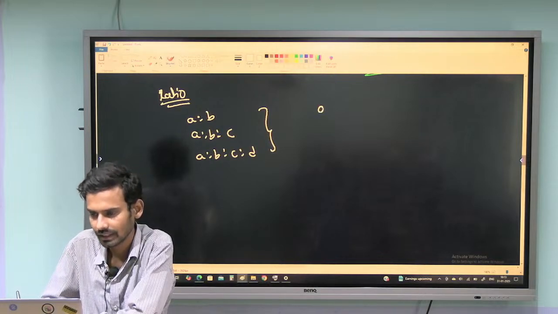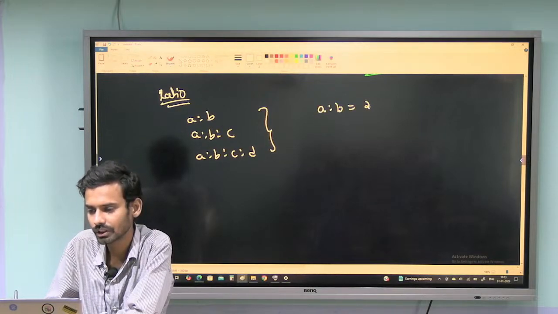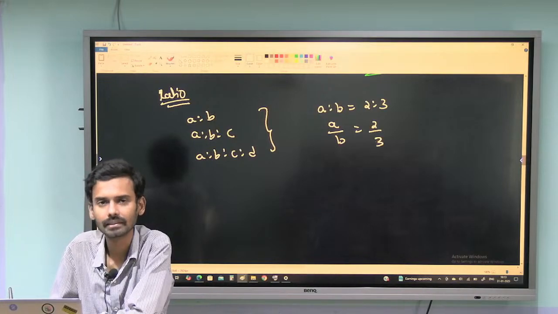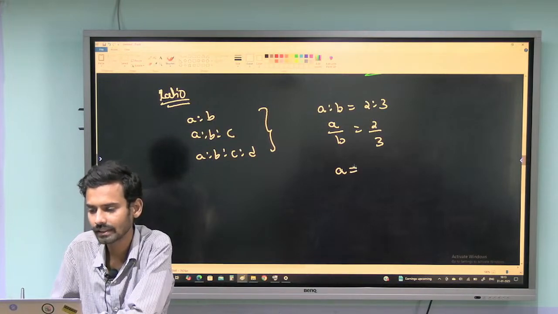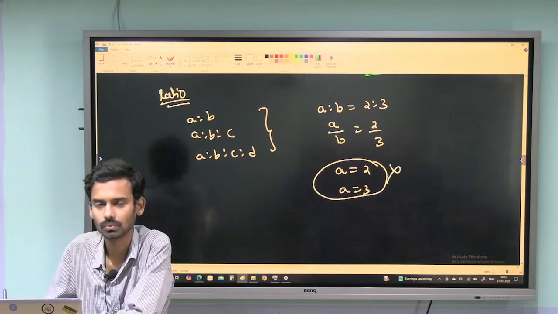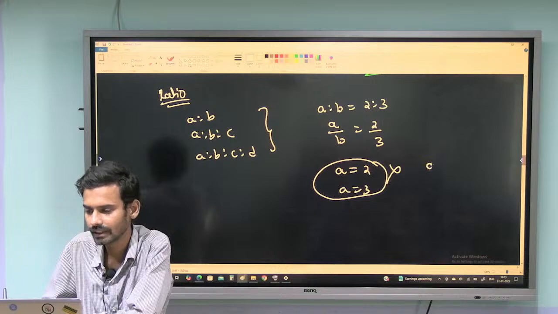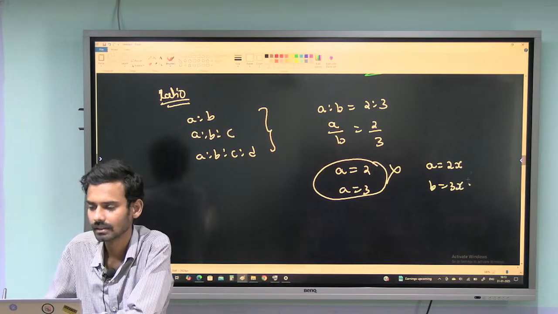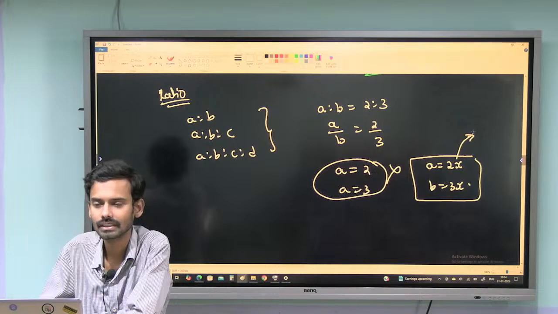And if I say A is to B is equal to 2 is to 3, I can write this as A by B is equal to 2 by 3. But I am not supposed to write A is equal to 2 and B is equal to 3. This is not always true. The thing is, you need to take some common multiplier, as A is equal to 2x and B is equal to 3x. I can write like this, where the x value can vary from 0 to any number.